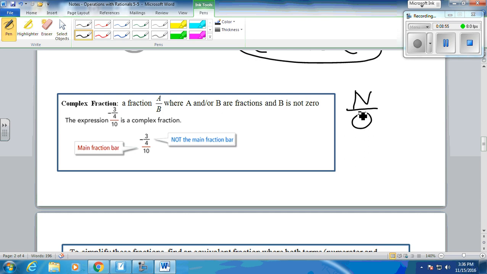So they're showing us that the negative 3/4 divided by 10 is a complex fraction. The main fraction bar on my notes is in red. Yours is just a slightly bigger line. The negative 3/4, that is not the main fraction bar. Again, we did talk about that in topic 1.